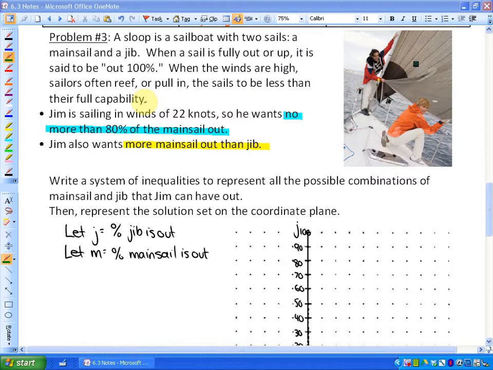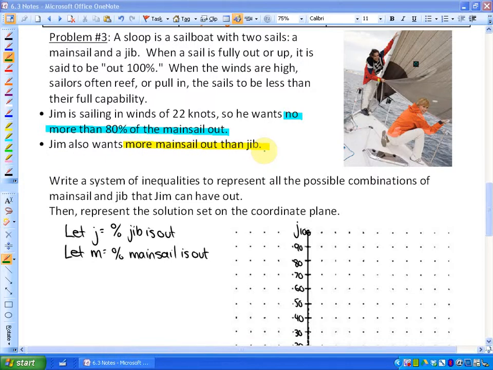There's two constraints here, and I've highlighted them. It says Jim is sailing in winds of 22 knots, so he wants no more than 80% of the mainsail out. So that's one constraint. He doesn't want his mainsail out any more than 80%. And here's his other constraint. Jim also wants more mainsail out than jib, so his mainsail has to be out more than his jib.